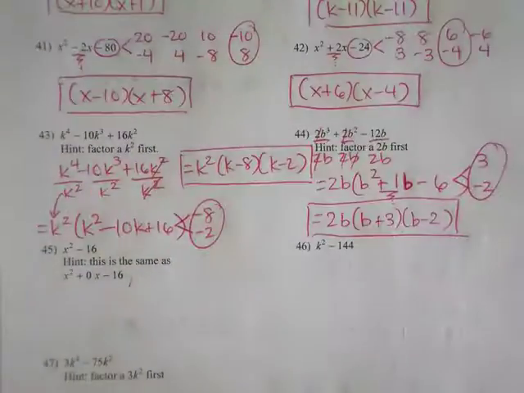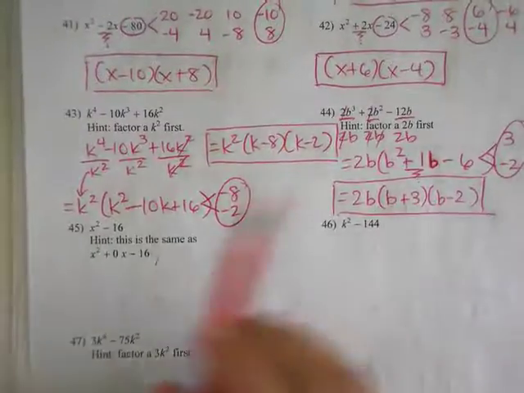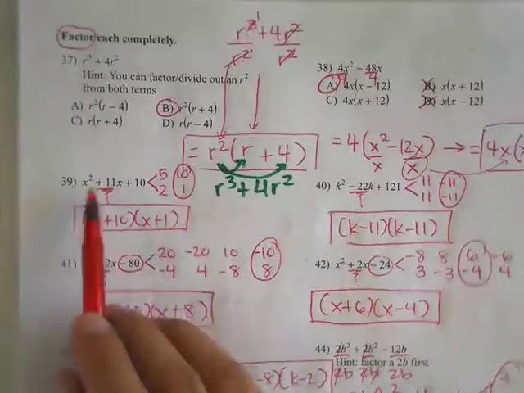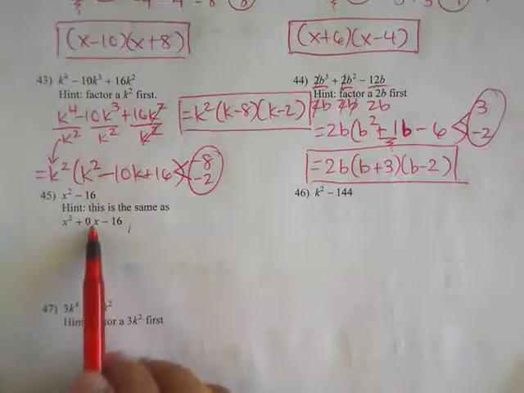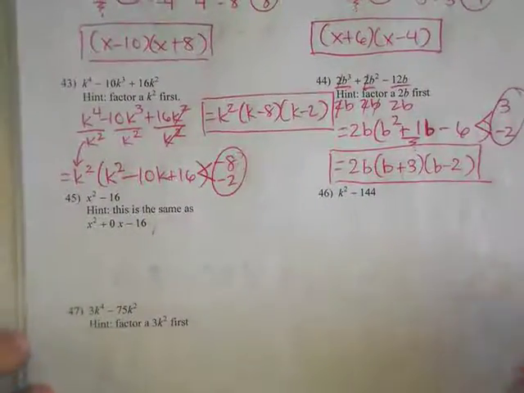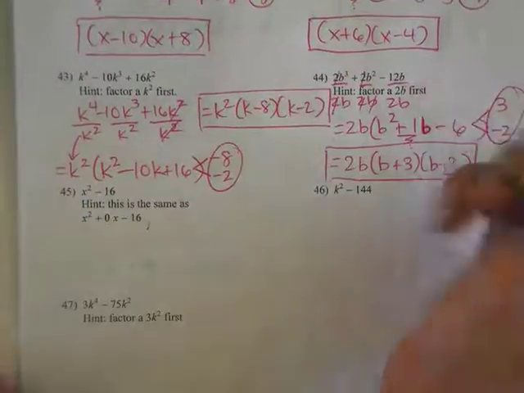Okay, 45. If you don't see, usually there's 3 terms: 1, 2, 3, x squared, x, number. So if you don't see a middle term like this, you could add a 0x. After a while, there's patterns to this, okay? You're going to apply the same thing.